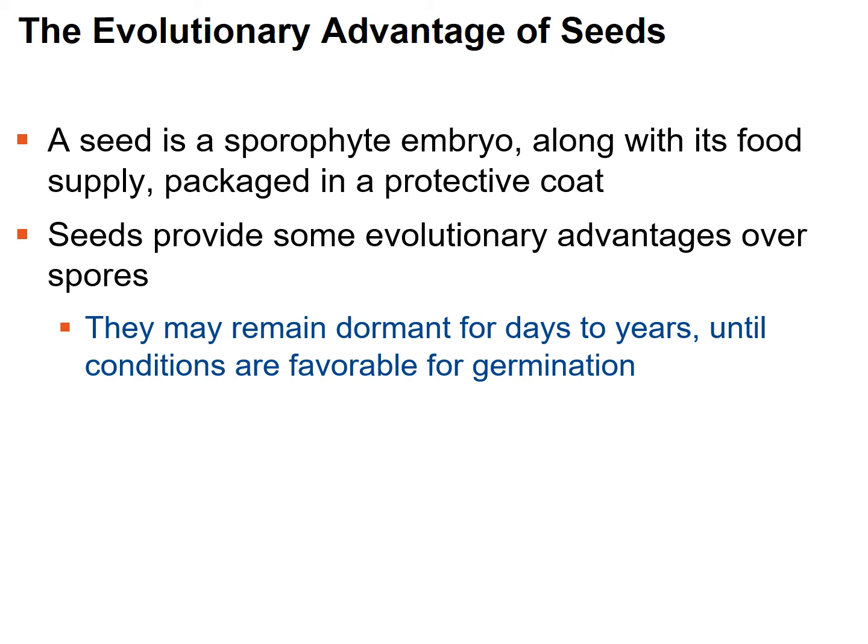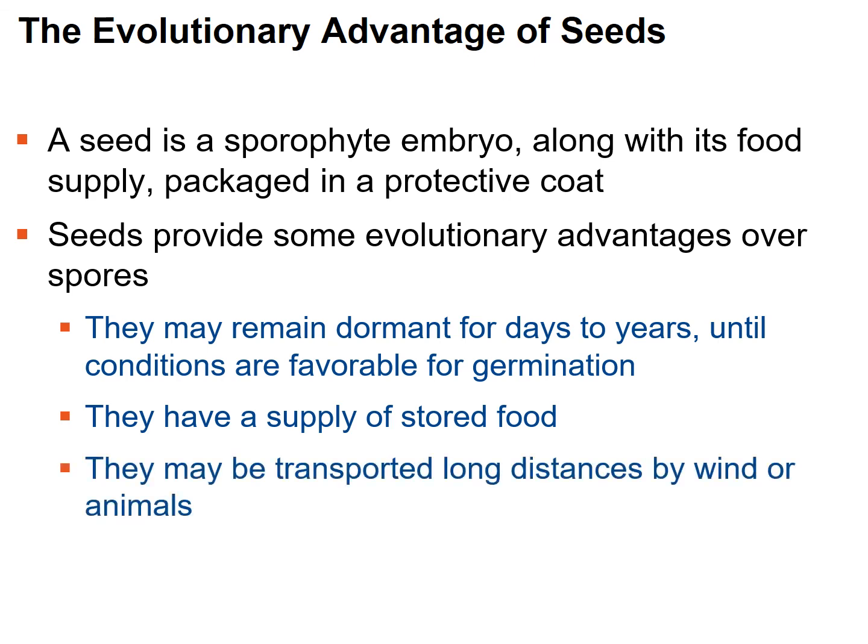And germination is basically them starting to grow ultimately into a plant. Now, they have a continued supply of food inside them, right? So that's an advantage. It's covered by that protective coat, and within there, the growing embryo has a food source. And then, of course, it can be transported very long distances by wind or animals, and there are several different mechanisms by which that can be done by animals.